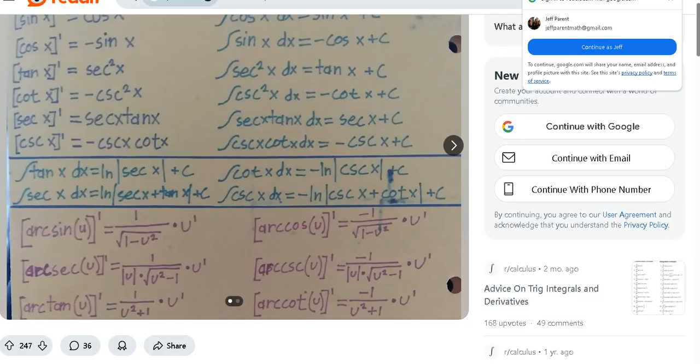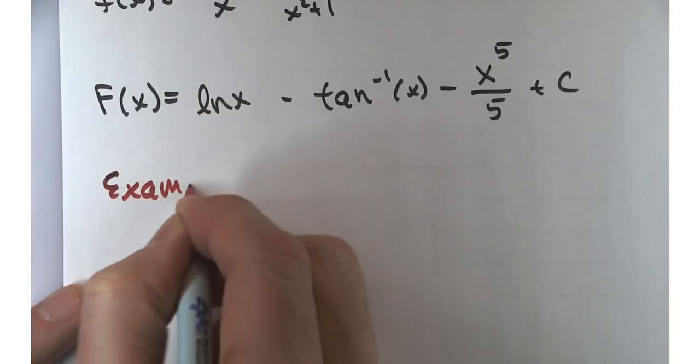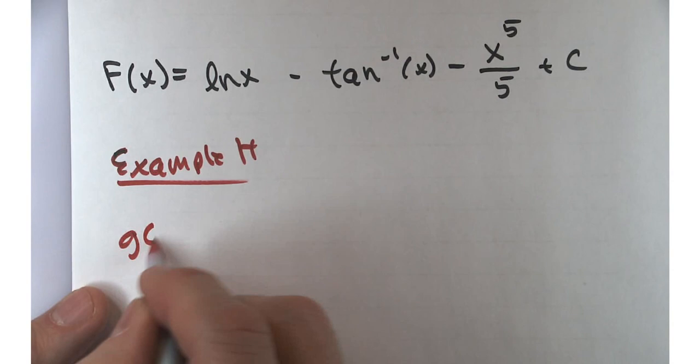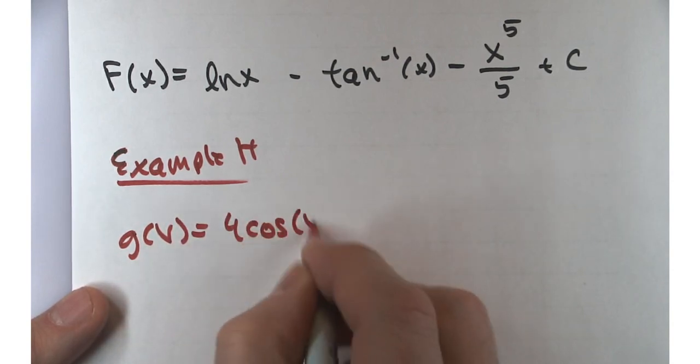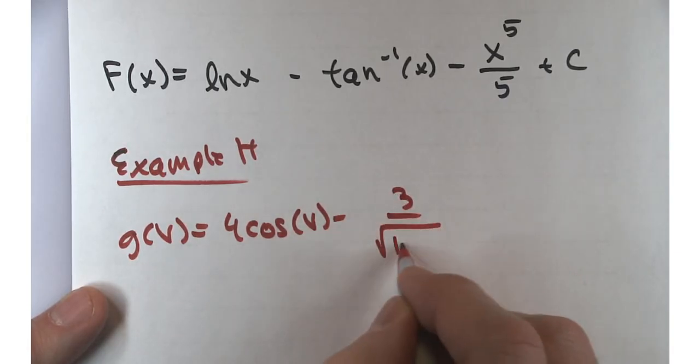All right, so I hope you got a good look. Example H. We've got G of V is 4 cosine of V minus 3 over the square root of 1 minus V squared.